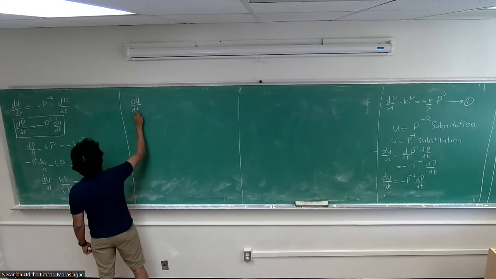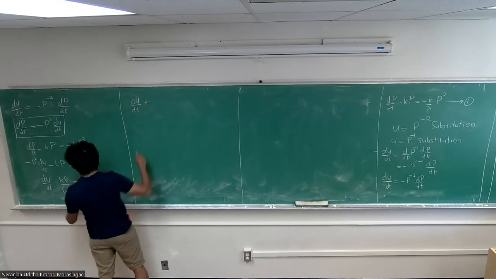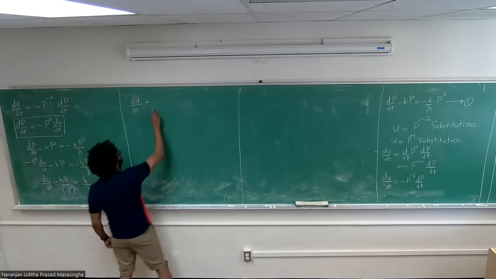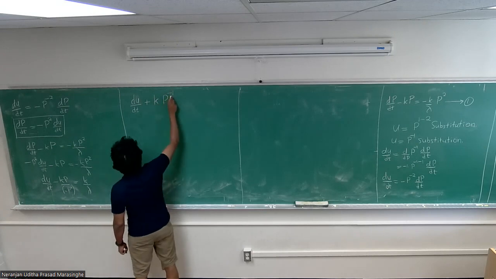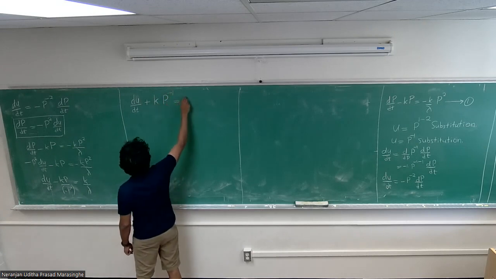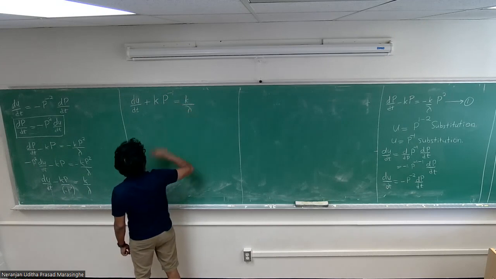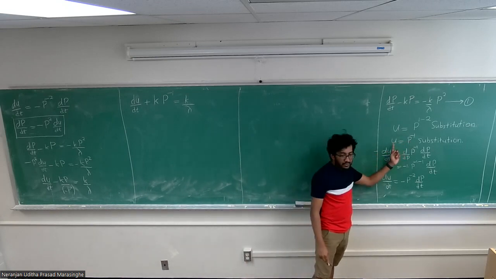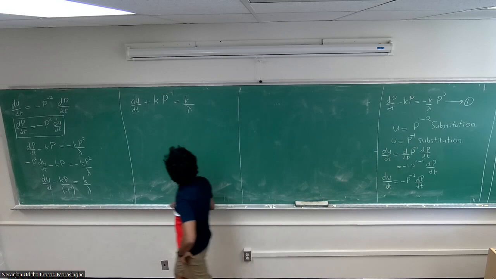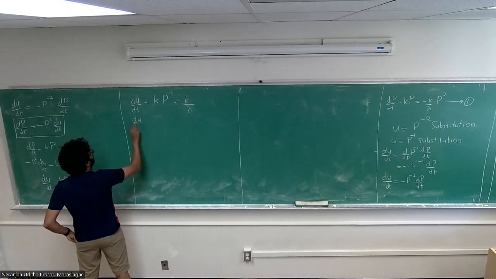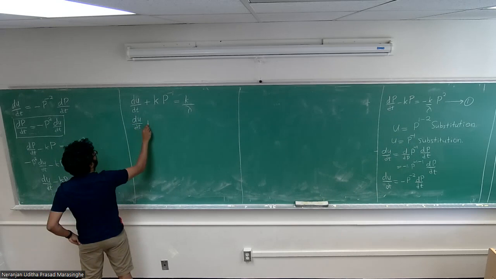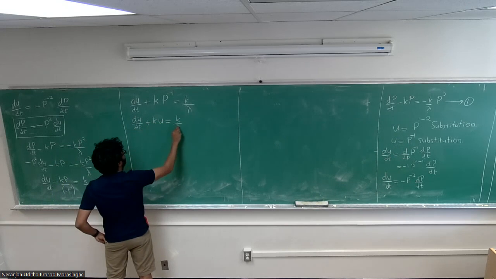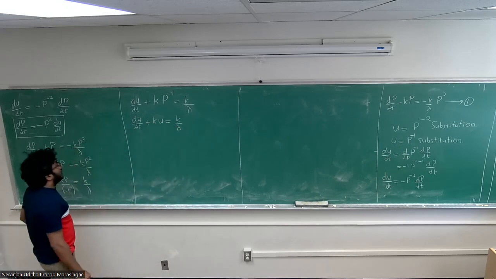du over dt plus kp divided by p square, that is k times p to the power negative 1, is equal to k divided by lambda. Okay. But what is p to the power negative 1? That is equal to u. So I have du over dt plus k times u is equal to k divided by lambda. Okay. This is what I have.